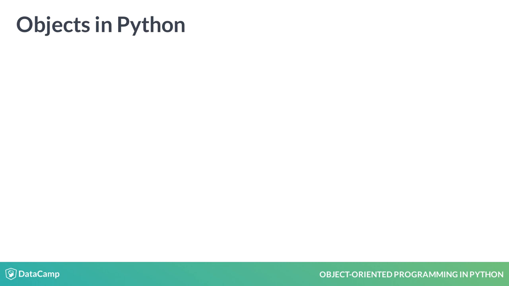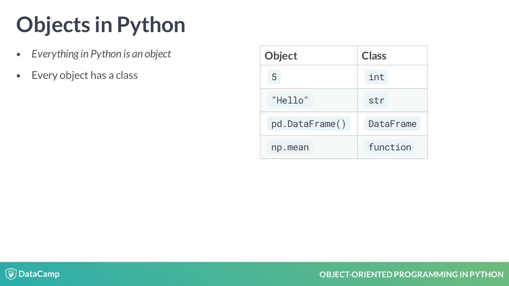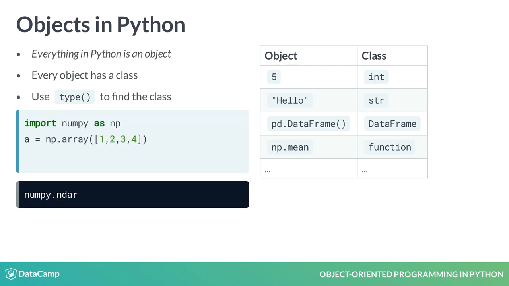In Python, everything is an object. Numbers, strings, data frames, even functions are objects. In particular, everything you deal with in Python has a class, a blueprint associated with it under the hood. The existence of these unified interfaces is why you can use, for example, any data frame in the same way. You can call type on any Python object to find out its class. For example, the class of a NumPy array is actually called ndarray, for n-dimensional array.